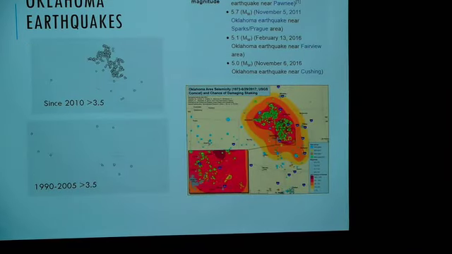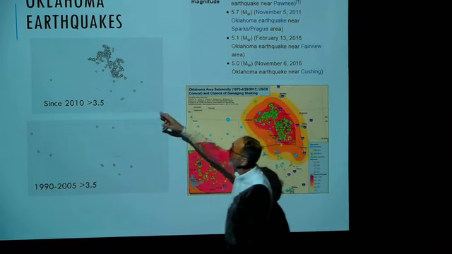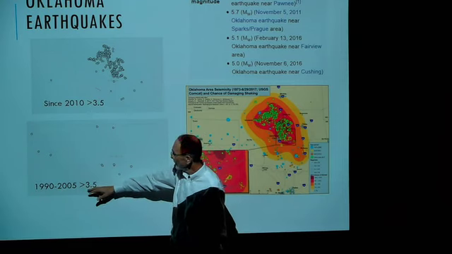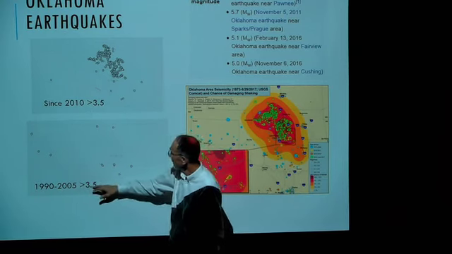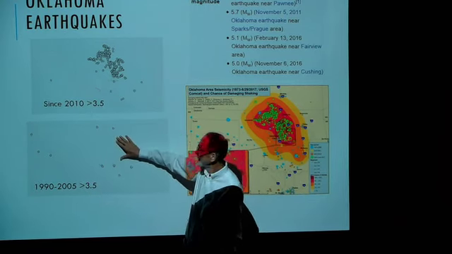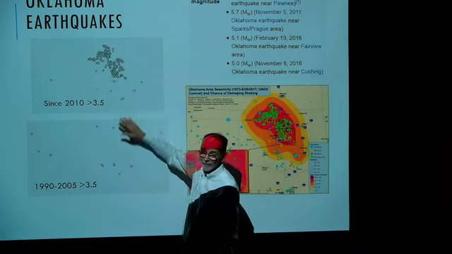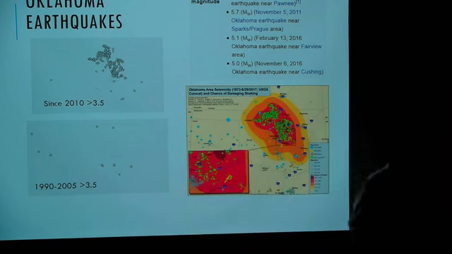Okay, so Oklahoma earthquakes after 2010, greater than 3.5 magnitude. So this is 15 years up to 2005. So almost none prior to the injecting of the wastewater, and many after the injecting of the wastewater. Okay, clear correlation.